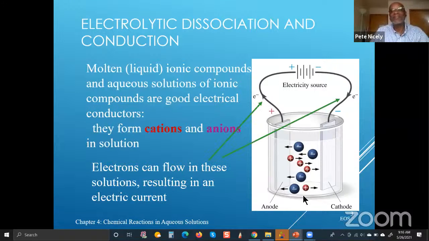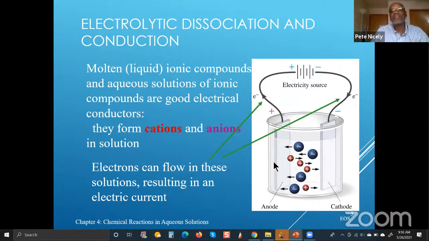And we can detect that this is the case because if you have this kind of setup where you have two electrodes connected to an electricity source, so this could be a series of batteries, and basically if you flip the switch, what will happen is that you'll notice or detect that an electric current will be flowing through the external circuit, which means that an electric current is flowing through the solution, all right? The reason why you have the electric current flowing through the external circuit is because you have electrons moving through the external circuit. The reason why you have an electric current flowing through the solution is because of the movement of the ions, as you can see here.